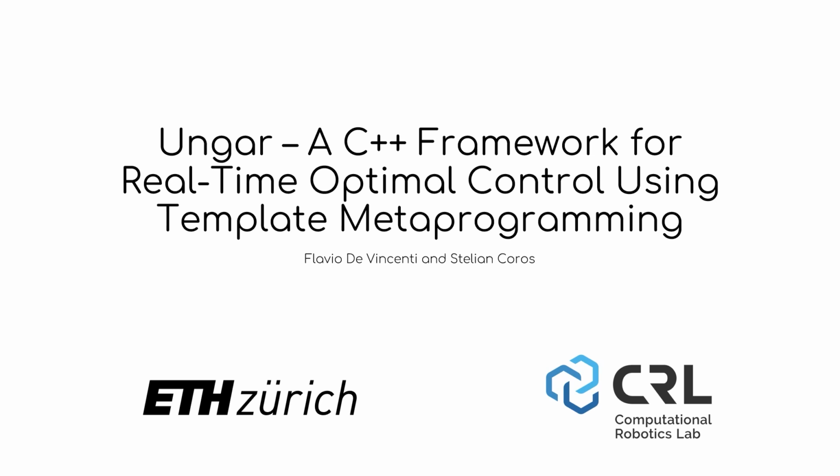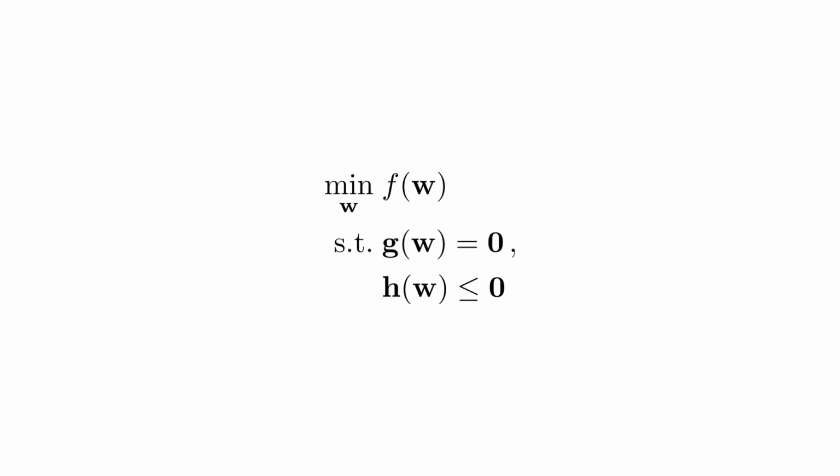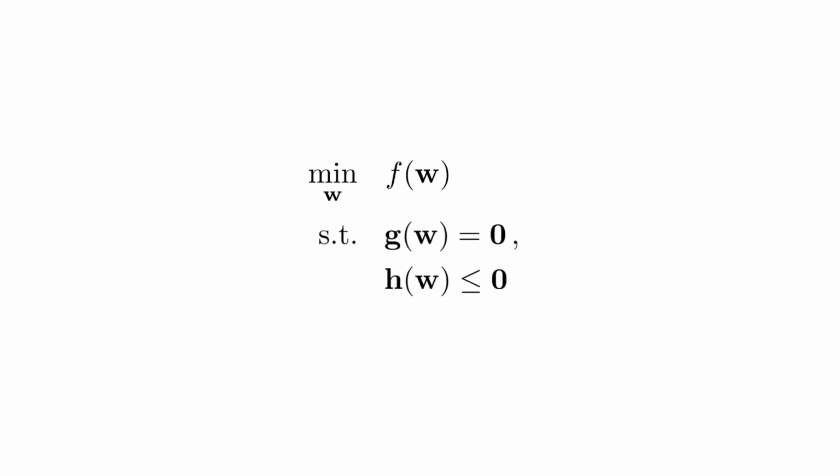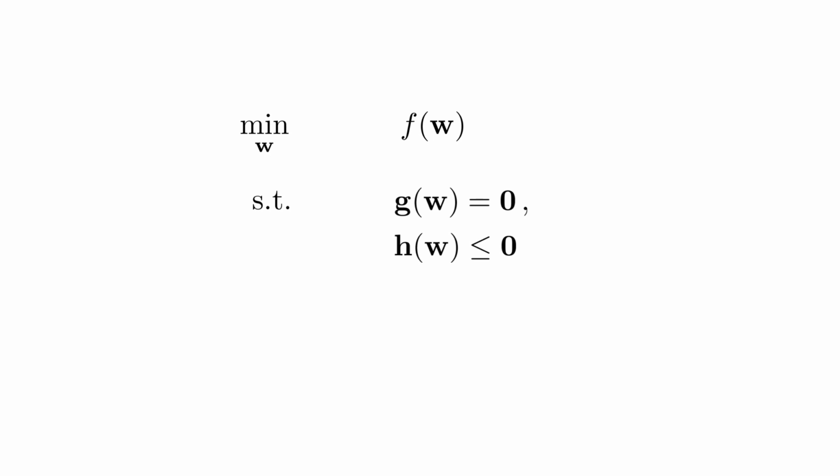We present Ungar, an open-source library to aid the implementation of direct methods for optimal control. Existing general-purpose nonlinear solvers provide generic interfaces to deal with a wide range of problems. Given a vector of decision variables, they minimize a scalar function subject to a vector-valued function of equality constraints, and one of inequality constraints. While this formulation is remarkably general, real-world systems depend on multiple variables.